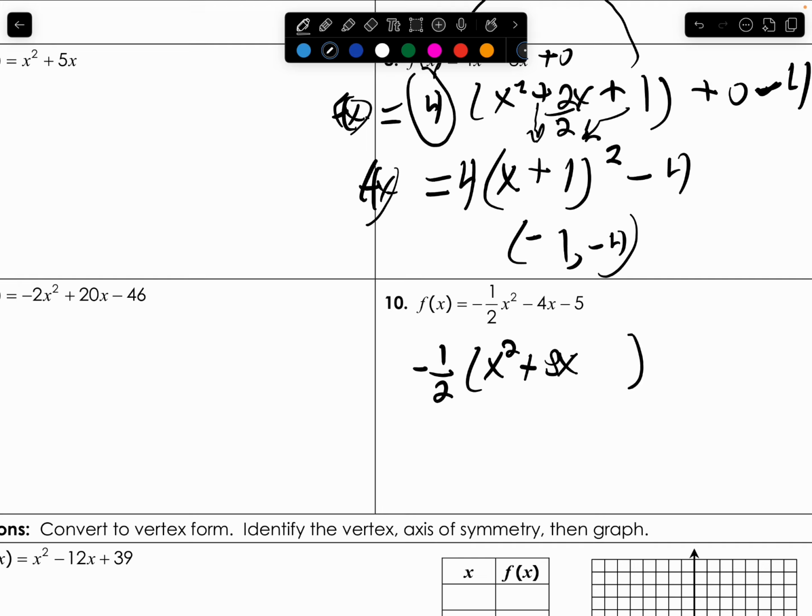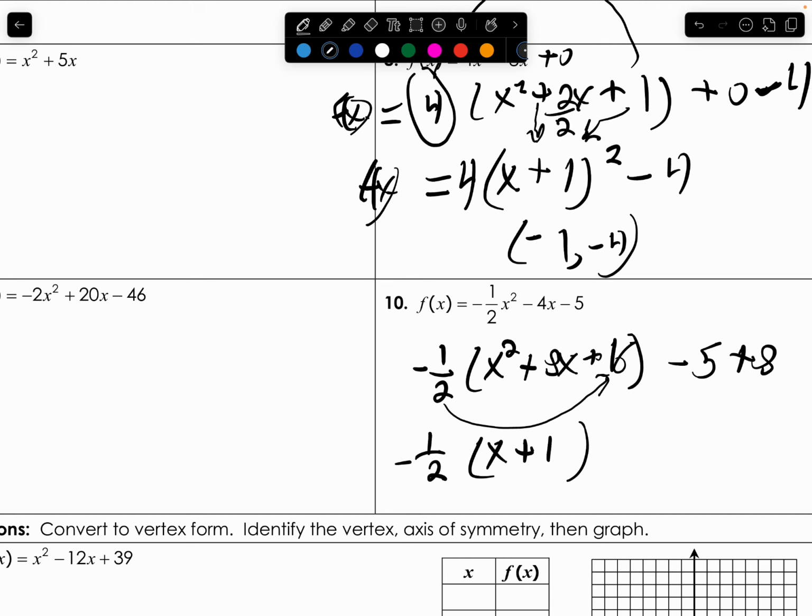Leave some space. Move the negative 5 over there. Half of 8 is 4. Squared, you get 16. We subtracted half of 16, which is 8. We subtracted 8, so we get a plus 8. This leaves us negative 1/2 times (x plus 4) squared. Square root of 16 is 4. Squared, don't forget it's a quadratic function. You forget that, it's the wrong function. 8 take away 5 is 3.